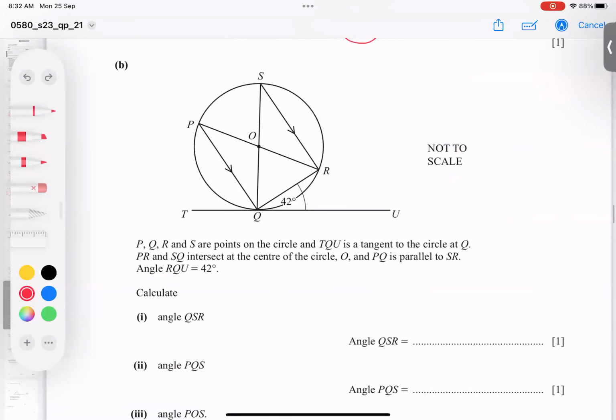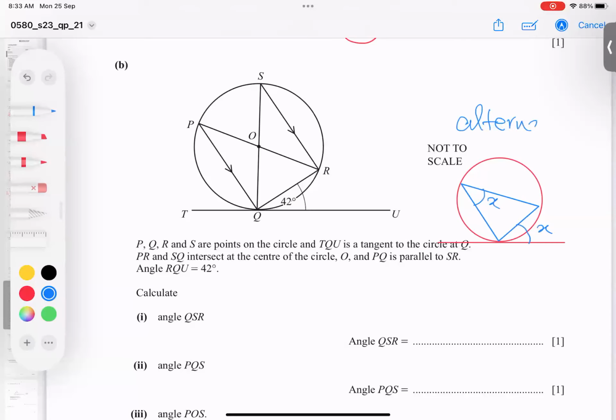The next question is part B, and we have been given a circle concept. Before I start, there are two very important properties, and I'll discuss them one by one. If we have a triangle like this, students, this angle and this angle are always equal. If this is X, this is always X. This is called the alternate segment theorem.